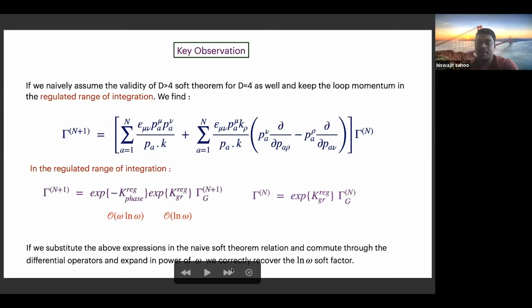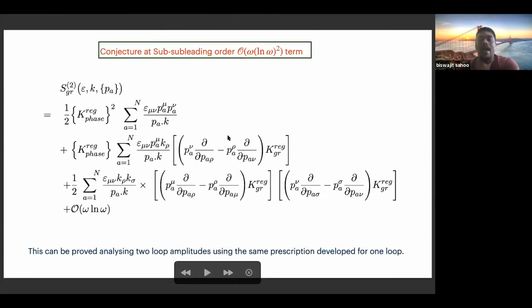Now, if we observe this thing and, without evaluating the sub-subleading order, try to generalize this observation, we can conjecture what the sub-subleading soft factor will look like. If we generalize this idea and assume the sub-subleading soft graviton factor, which we know from higher dimensions or tree level in d equal to 4, and generalize this idea of exponentiating this K phase and K_GR, we can conjecture what this sub-subleading soft factor will look like. You can see this is the phase squared times the leading soft factor, because the phase term goes like omega log omega. So this is omega log omega squared times 1 over omega, so it will go like omega (log omega) squared at the leading non-analytic order.